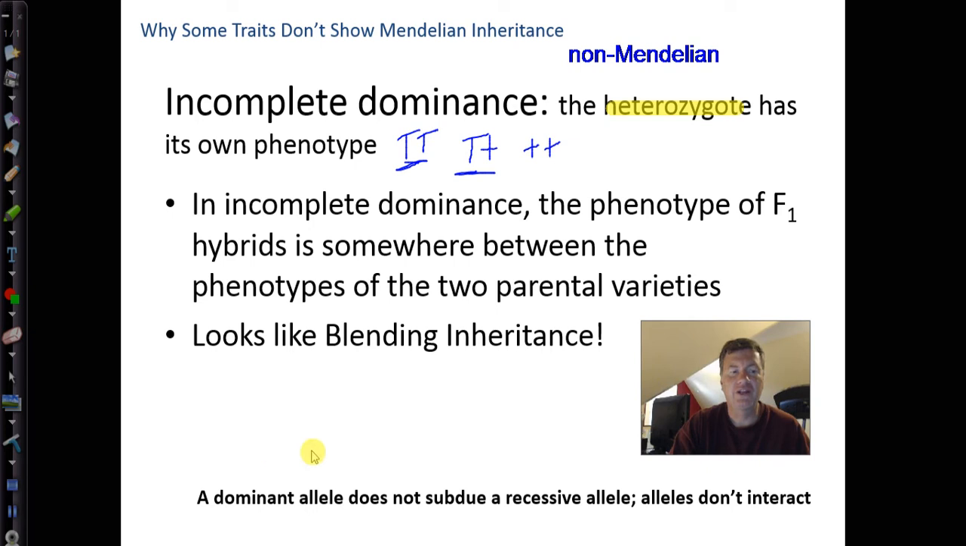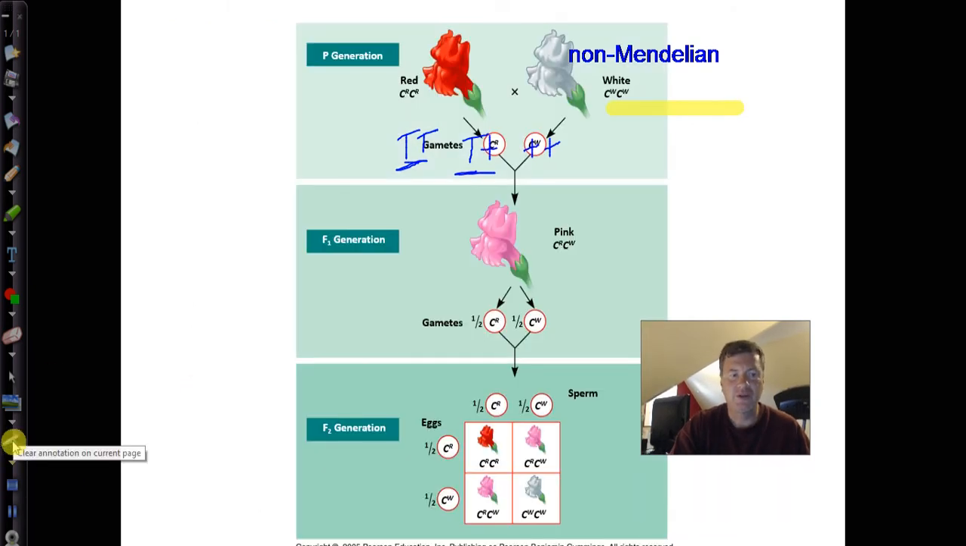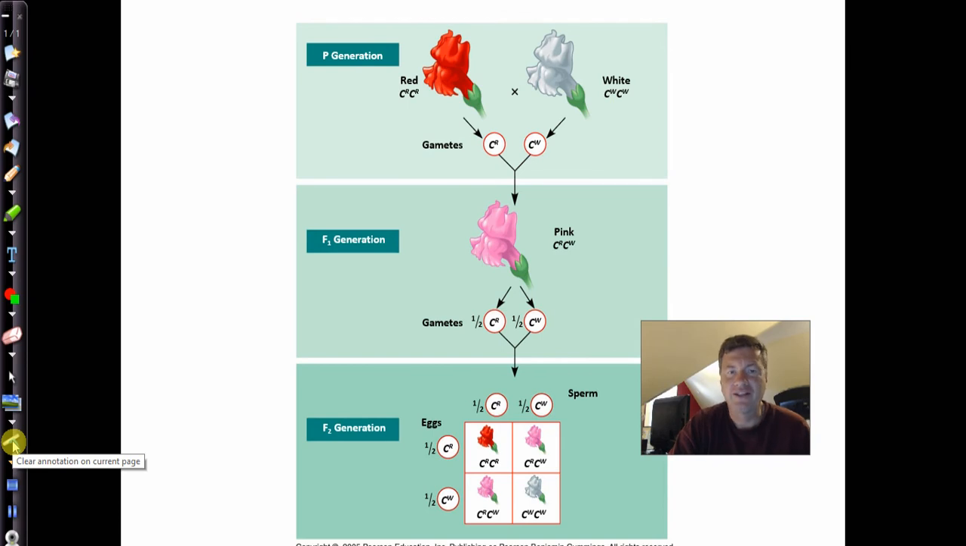Think of it like this. Let me go ahead and show you the example of snapdragons. You have red snapdragons and white snapdragons. These are just kinds of flowers. Of course, all the gametes that the red ones can make, they're showing you as R's and W's. Don't be confused by that. If you want to think of it as big R and little r, you could do that too. Don't be confused by the W.